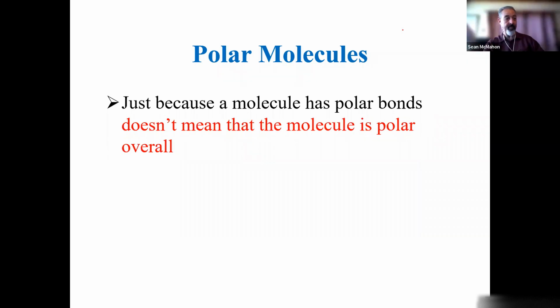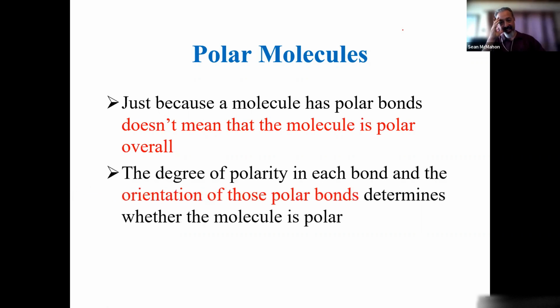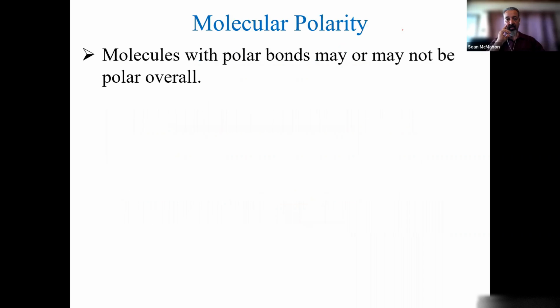Well, I'm going to try to make it easy. A molecule can have polar bonds, but still be nonpolar. And I know you're probably going, that doesn't make it easy. So what's important is the orientation of the bonds. If there's a symmetry in the bonds, all those dipoles, those little arrows that I was showing, are going to cancel each other out, and you're going to have a nonpolar molecule. If it lacks symmetry, if the molecule is asymmetrical, it'll be polar if it has polar bonds. So molecules with polar bonds may or may not be polar.